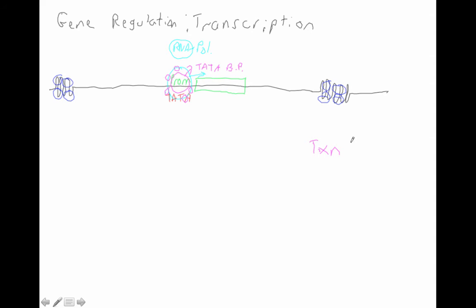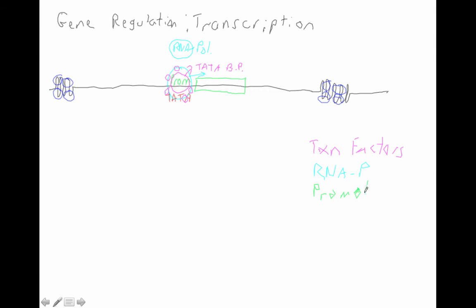I'll use my abbreviation TXN, factors. These are what decide which gene gets turned on. So they're the master regulators of this. We also need our RNA polymerase. We should also remember we need the promoter with the TATA box. So I'm going to write promoter here.